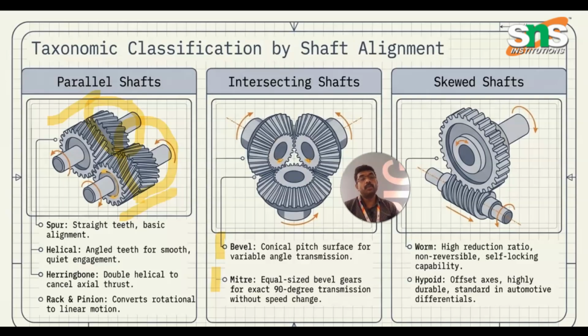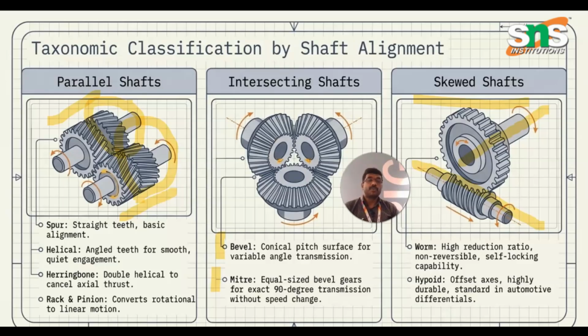Number three is all about the skewed shafts, in which the rotation is transmitted to the other shaft, which is either non-parallel or non-intersecting. See here, this is the shaft which has the axis here, and this gear has the axis this way. This is not intersecting and not parallel.